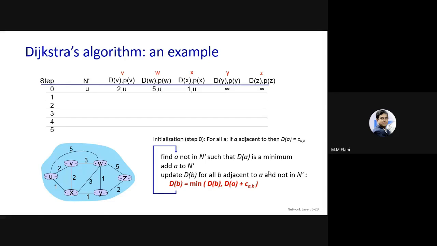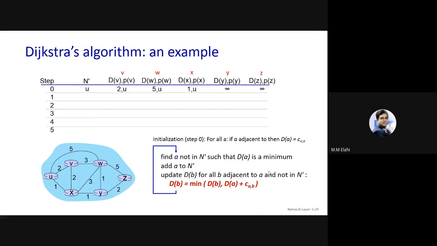Why for Y and Z cost is infinite? Because there is no connection between U and Y and U and Z. So initially, give the value or cost infinite because they are not reachable. And later on, we will see the algorithm will find out a path so that we can reach Y and Z. Okay, that is the first step. Any question? We'll do hands-on example just within 5 minutes.